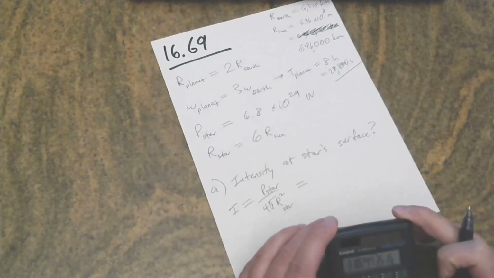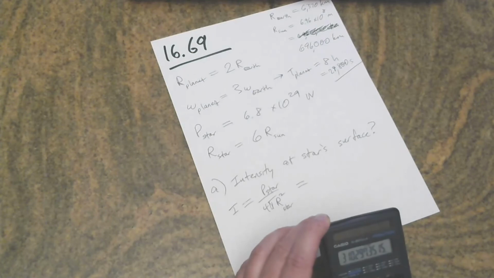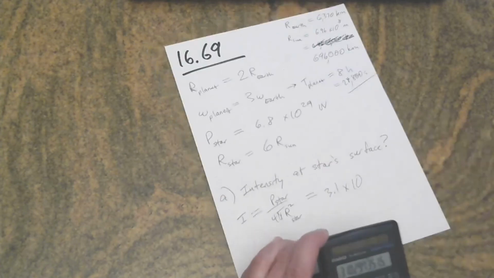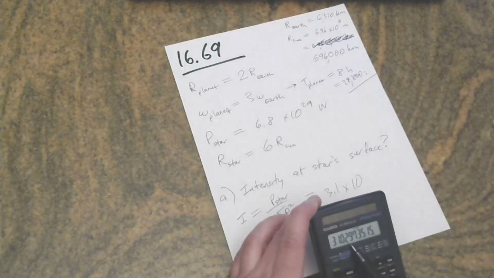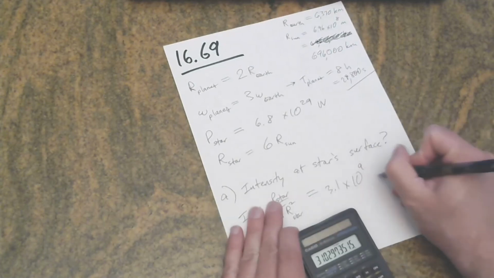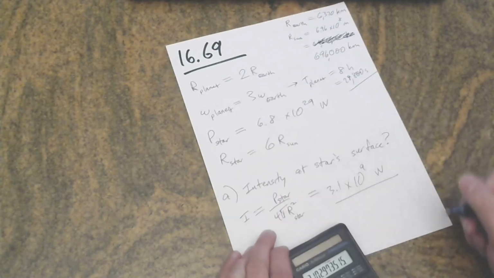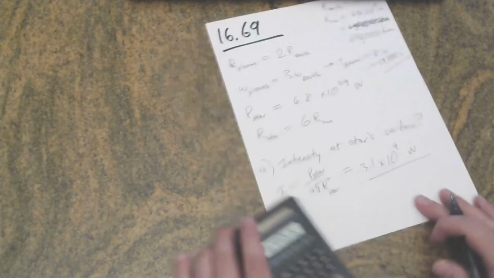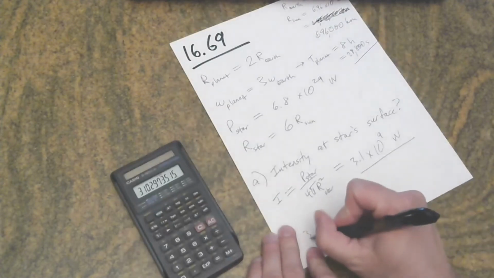Huge number. In fact, it doesn't look right because I've seen these numbers in this solution already. Oh, that's the right number. We'll call this 3.1 times 10 to the 3, 6, 9. 3 billion watts. Wow. Well, check this out. 3 billion watts.